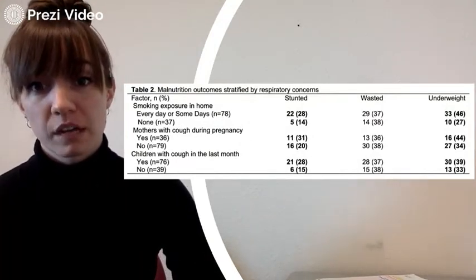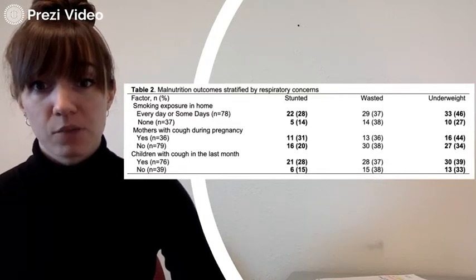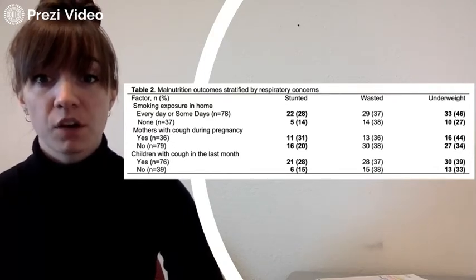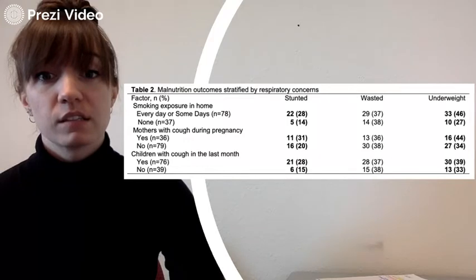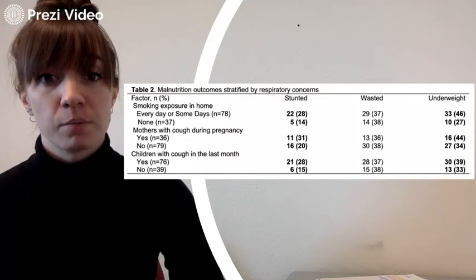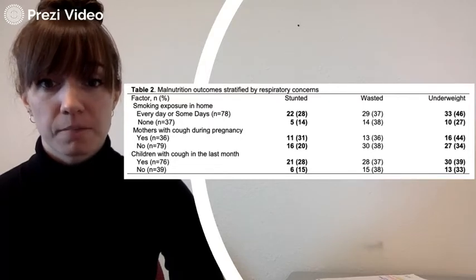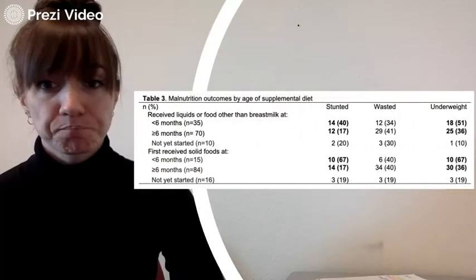Table 2 shows us malnutrition outcomes stratified by respiratory concerns. So I grouped together smoking exposure in the home, mothers with cough during pregnancy, and children with a cough within the last month. And you can see stunting and being underweight rates were a lot higher in kids that were exposed to smoke, kids whose mother had a cough during pregnancy, and children who had a cough in the last month. It didn't seem to have quite as much of an effect on wasting, but definitely stunting and underweight. So it paints an interesting picture there.